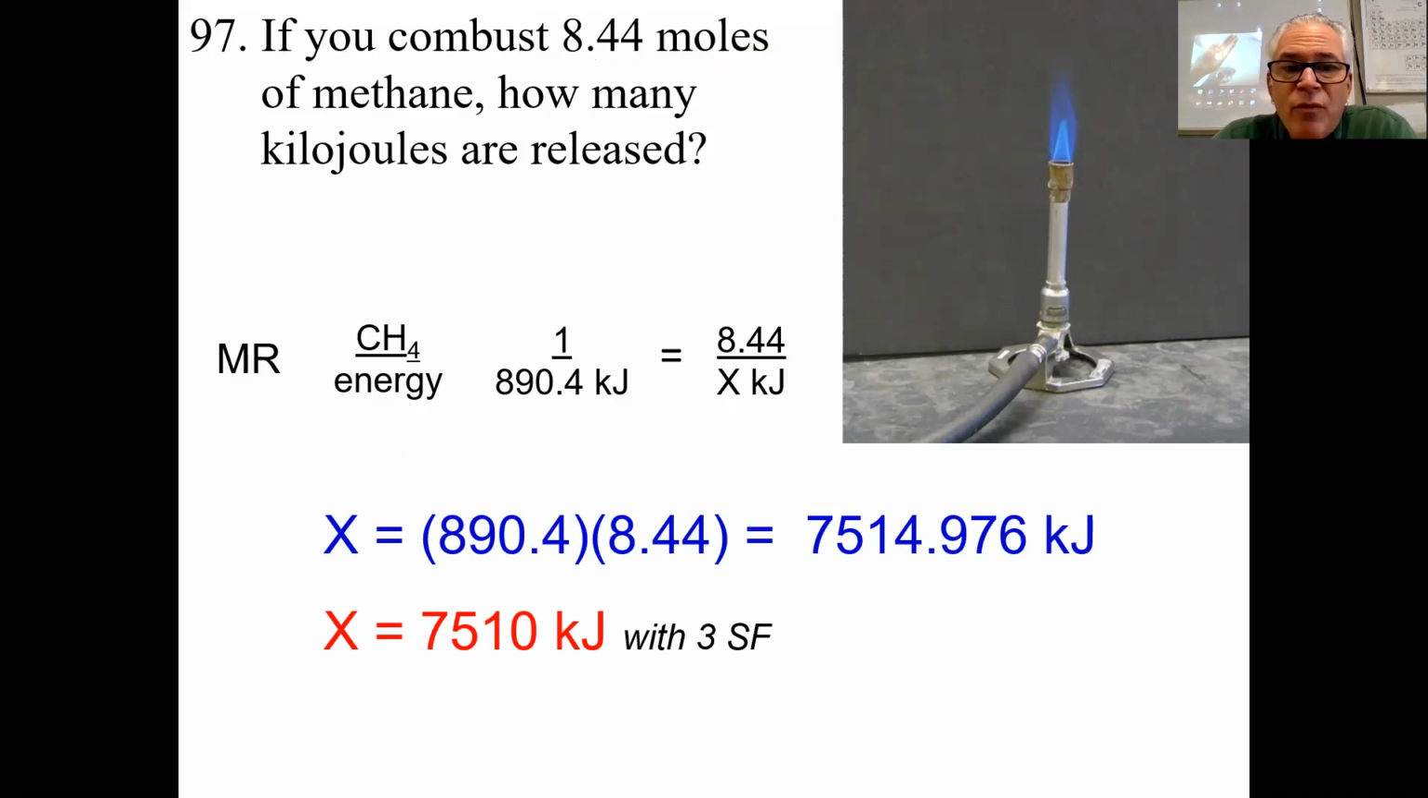The 890.4 is kilojoules. We get this crazy number, which we round to 3 significant figures. So when 1 mole of methane burns, a certain amount of energy comes out. When 8.44 moles of methane burn, this is how much energy comes out. It's not hard. It's a proportion. Proportions are fun.